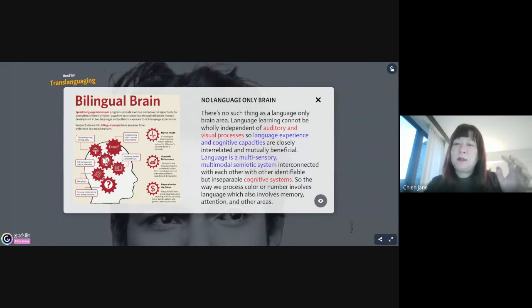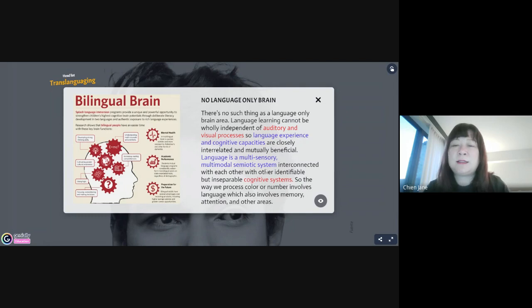So what we think and the language help us with the cognitive capacity, and it's all interrelated and beneficial to each other. So language is multi-sensory: the senses, what we see, what we hear, what we taste, what we touch, the 5 senses.